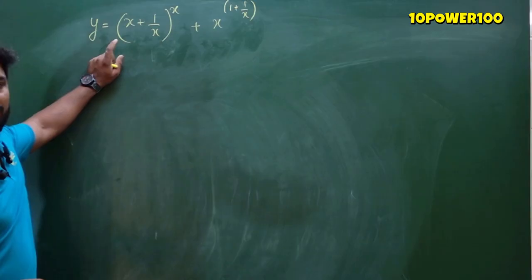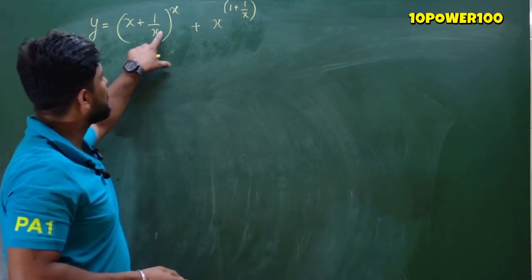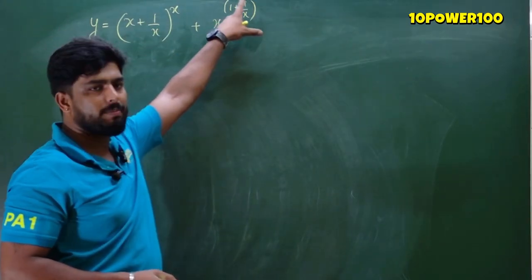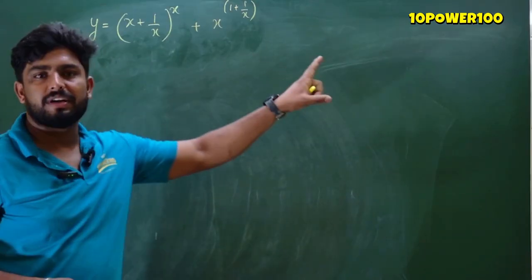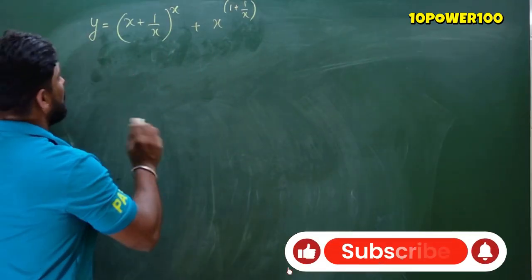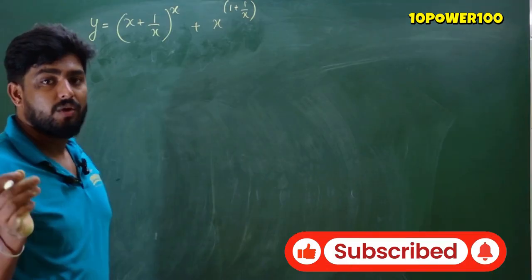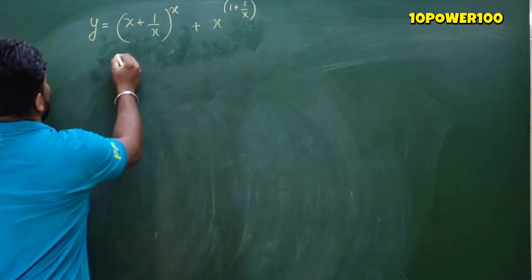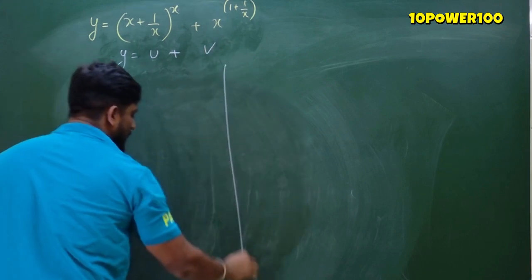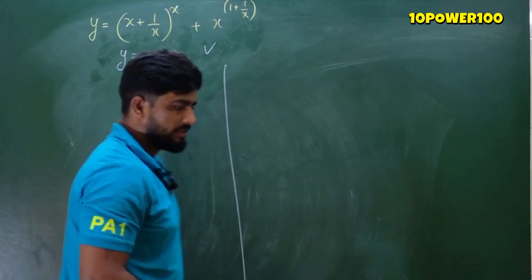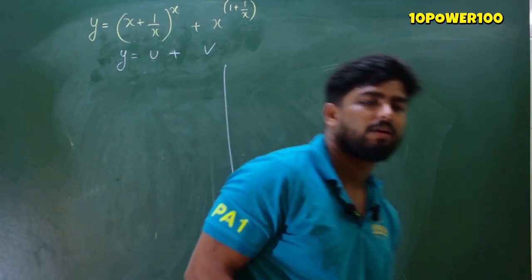So next is the sum: x plus 1 by x whole to the power x, plus x to the power 1 plus 1 by x. Since there are two power functions, we can't just take log on both sides. We should go for that u plus v method. So let's take y is equal to u plus v. Let's follow the procedure we did last time, but since it is a bigger sum, I'll take one at a time.